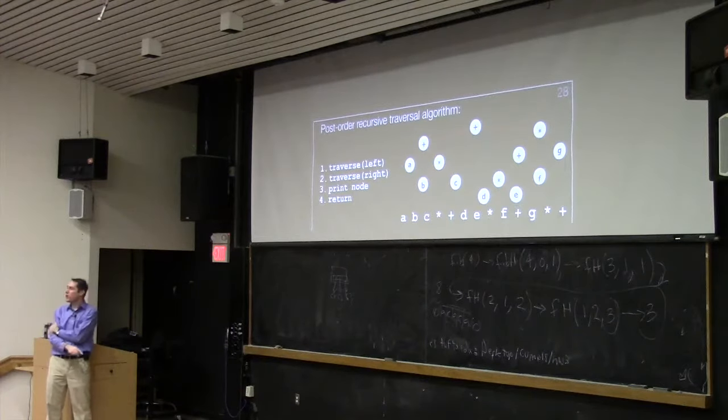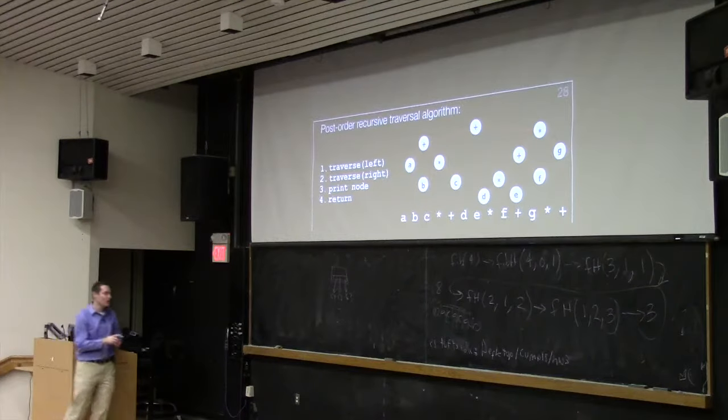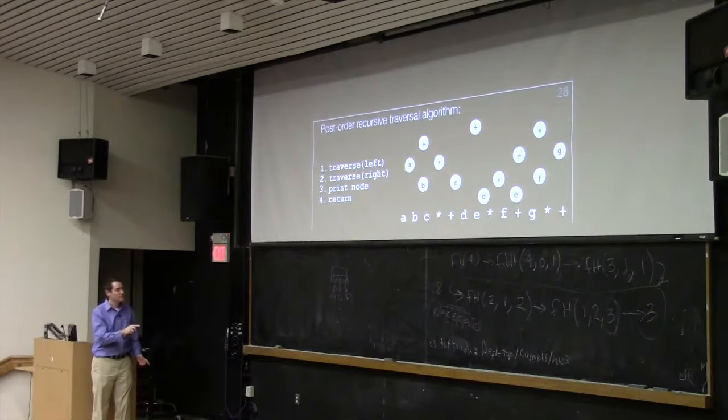Okay? Let's walk this through. Starting at the root, okay, we traverse left, which means we call traverse on this one. What's the first thing we do in traverse? Traverse left. So we go down here. What's the first thing we do in traverse? Traverse left, but we can't. We're done. So we can't go left. Then what do? Traverse right, but we can't. We're at a leaf, so there's no right. Then what do? Print A. So we print, well, I'll do it right here, print A. Okay, then we return.